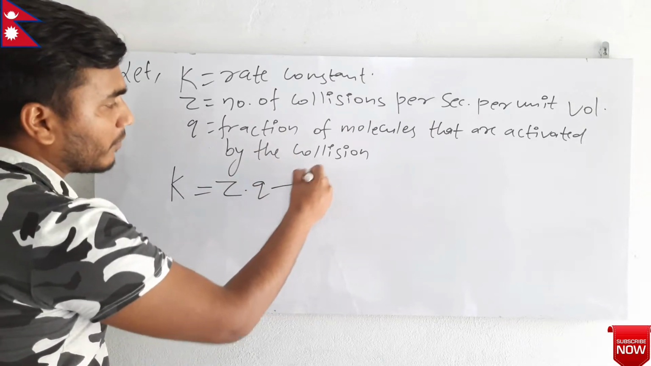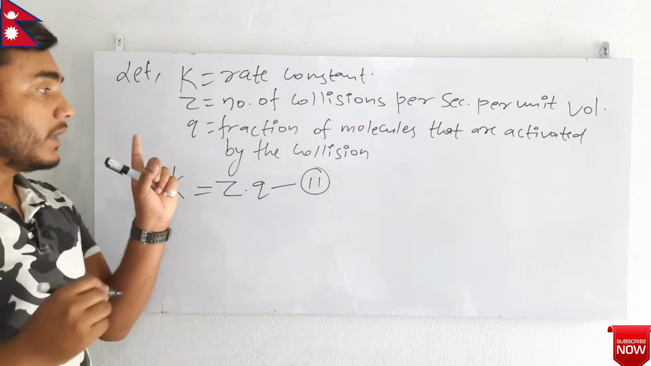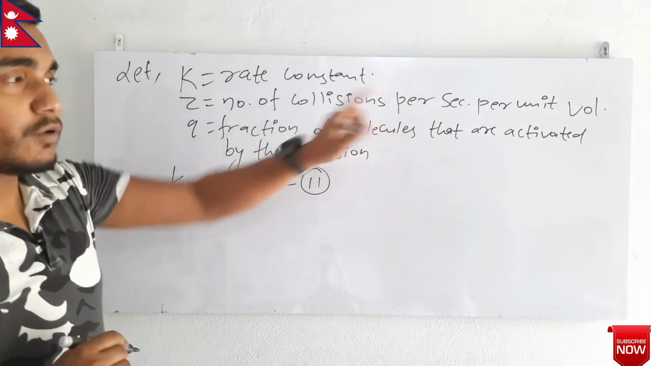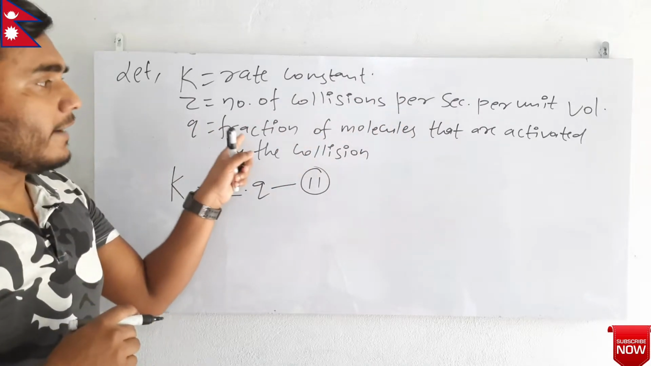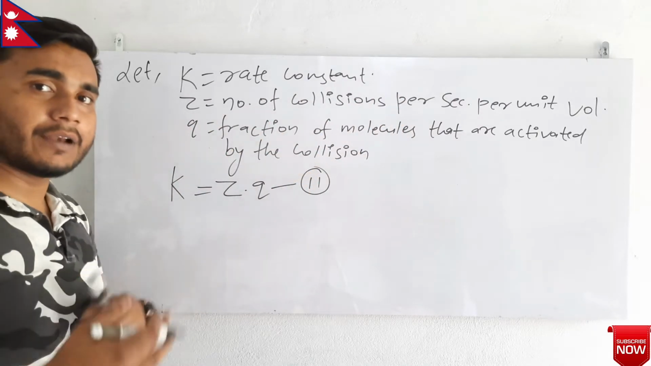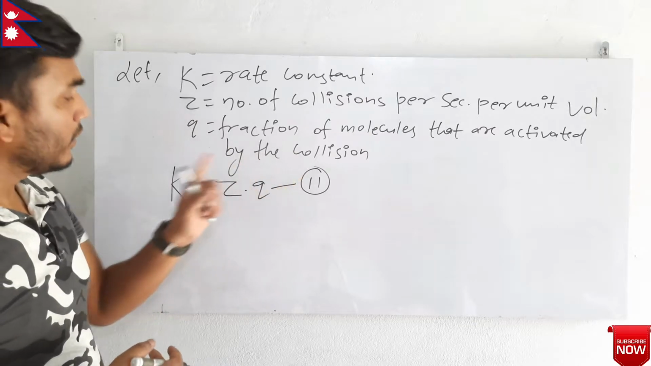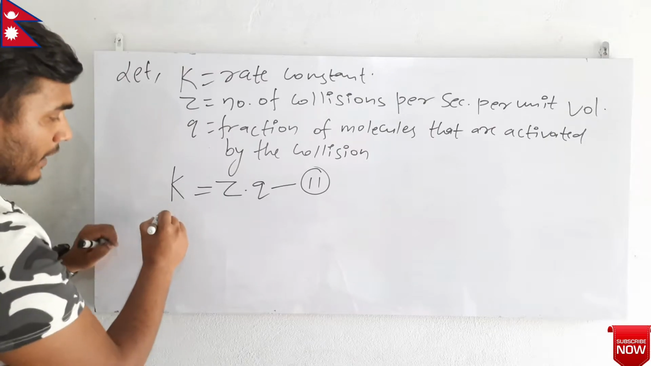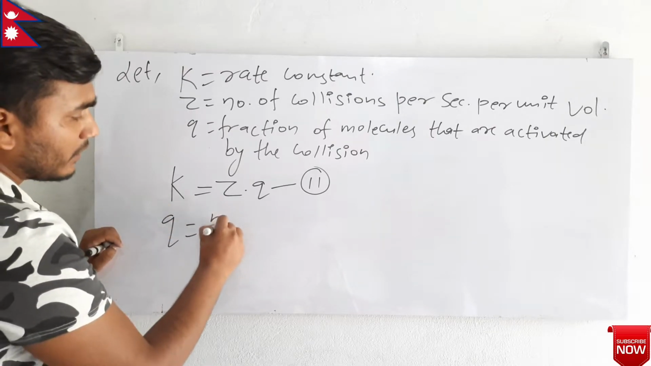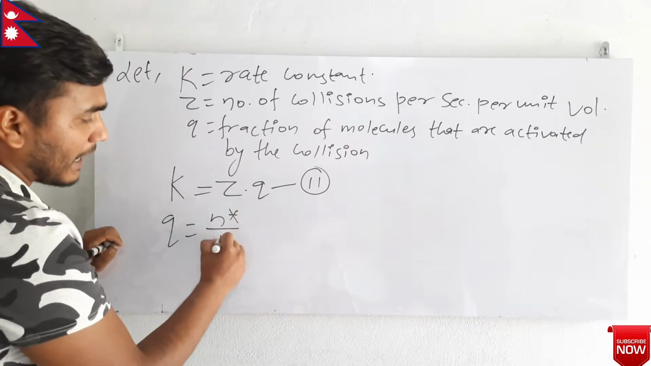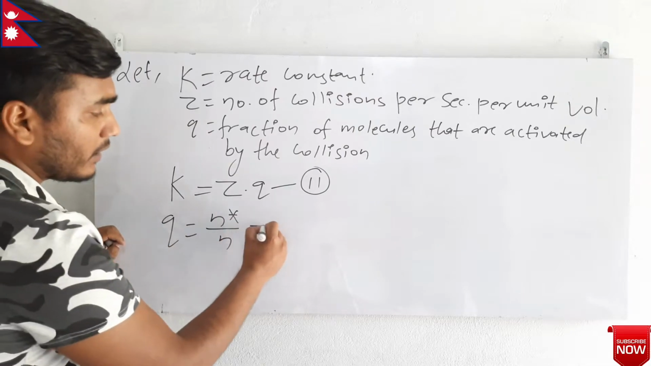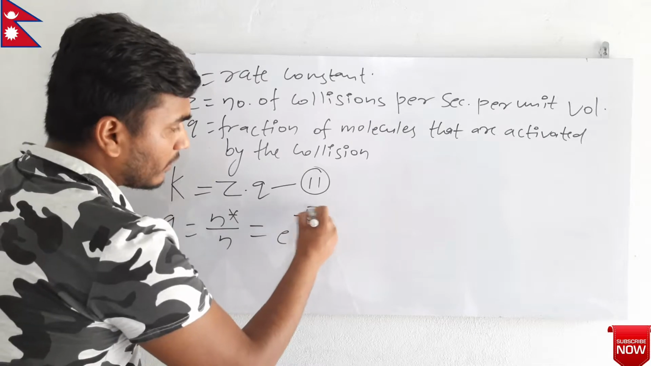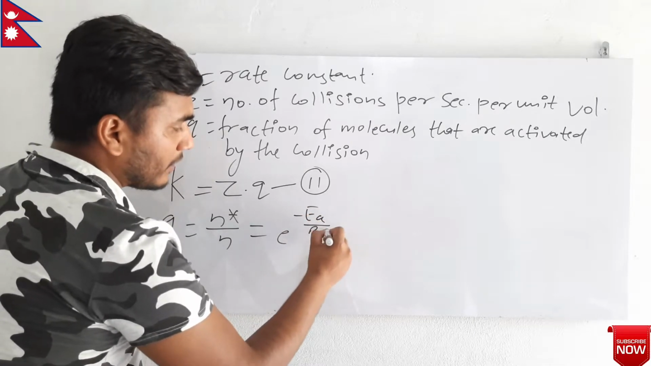This is equation number 2. We can multiply the Z and Q, that is the number of collisions per second per unit volume, and the fraction of molecules that are activated by the collision, then we will get this rate constant. Here Q can be written as n asterisk by n, where this can further be equal to e to the power minus Ea by RT.